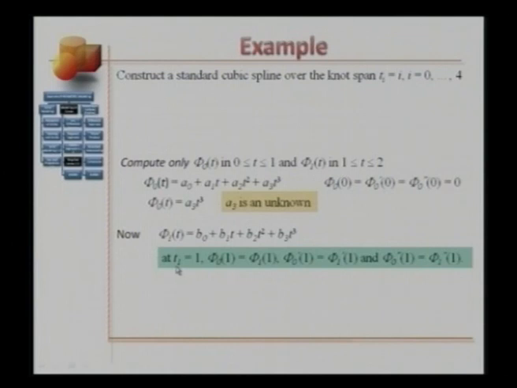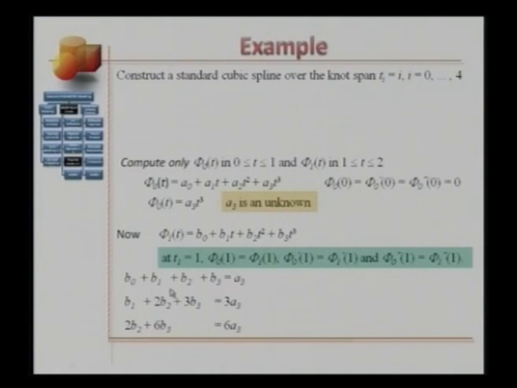Therefore, at the junction point t1 equals 1, we'll have to have phi 0 at 1 equals phi 1 at 1, position continuity; phi prime 0 at 1 equals phi prime 1 at 1, slope continuity; and phi double prime 0 at 1 equals phi double prime 1 at 1, the continuity in the second derivative. Correspondingly, we'll get 3 equations.